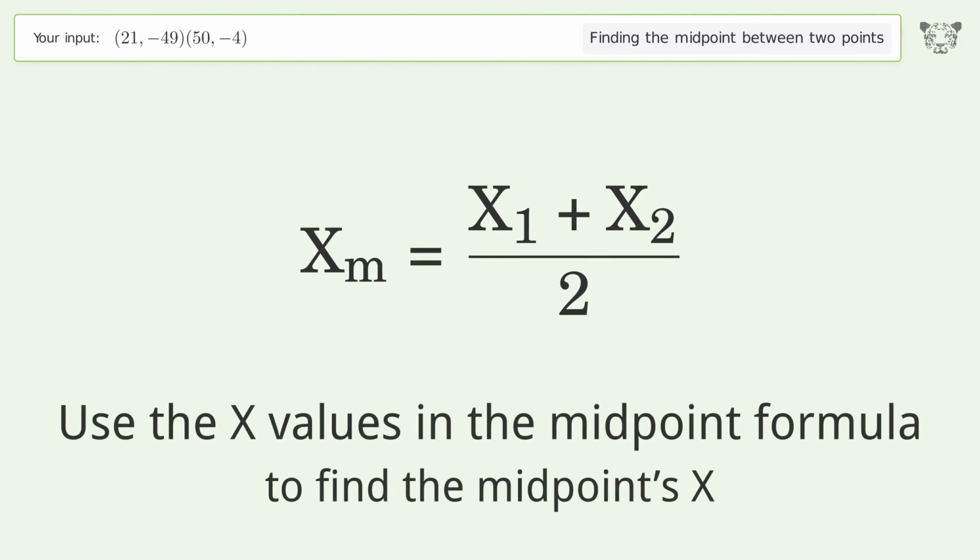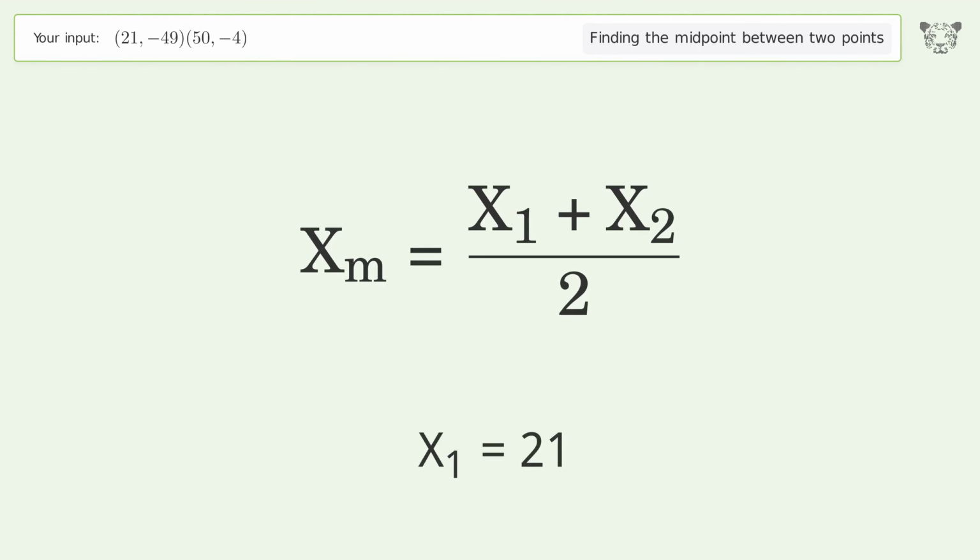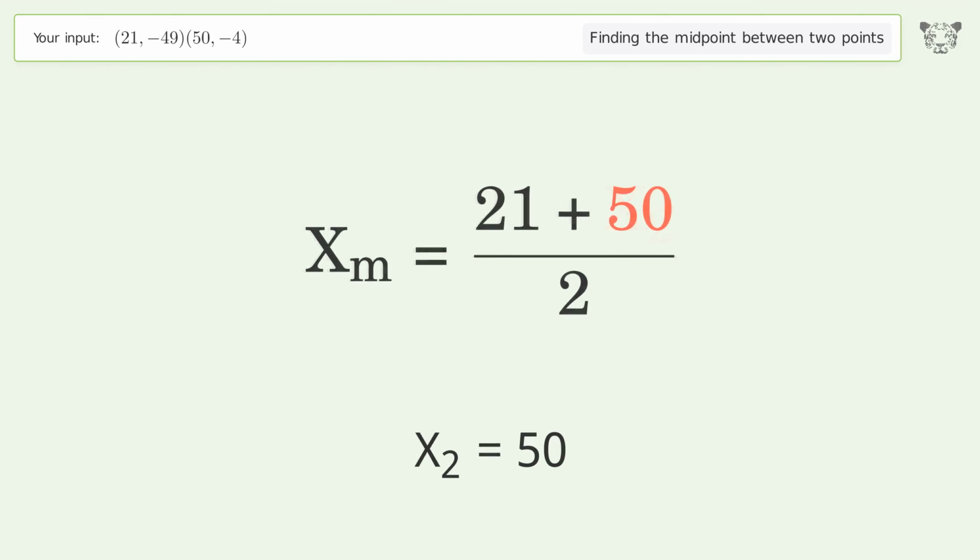Use the x values in the midpoint formula to find the midpoint's x. x1 equals 21. x2 equals 50. Simplify the arithmetic.